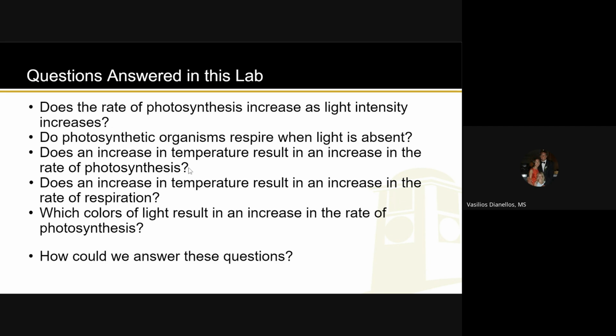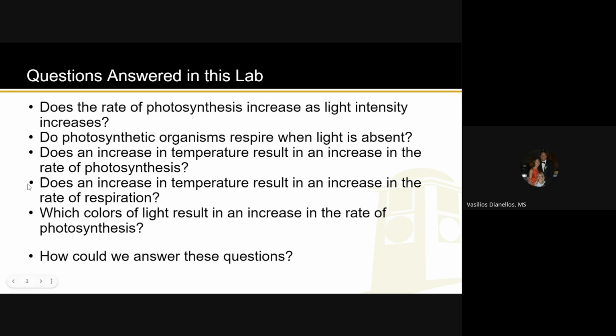So again, or another way of asking that is, if we increase the temperature, will that cause the rate of photosynthesis to increase? Will it cause the rate of photosynthesis to decrease? Or will it have no effect at all, right? That's another question that we're answering.